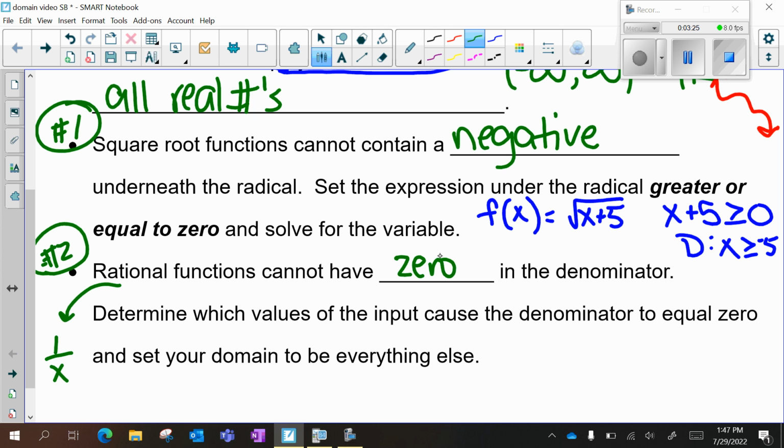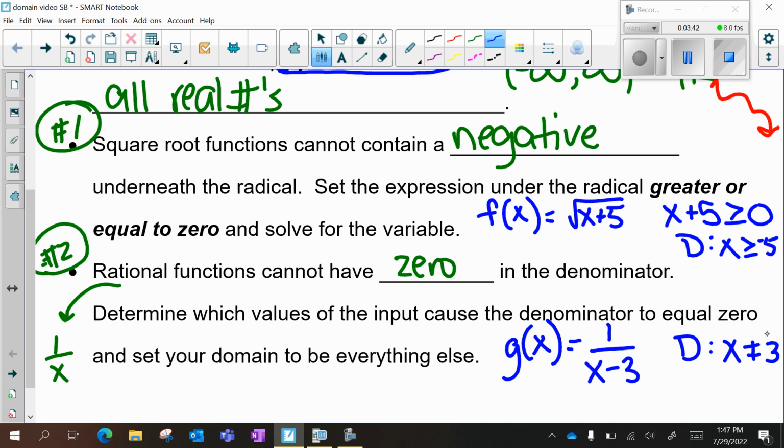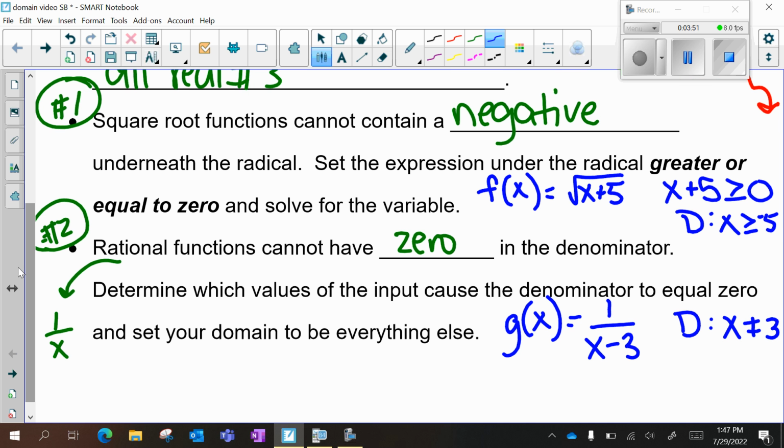So here's another example for you. If I have g of x equals 1 over x minus 3, my domain is going to be x cannot equal 3. It's the set of all real numbers except x equals 3. And then your third rule is kind of when you put these two together, which we'll look at in the examples.